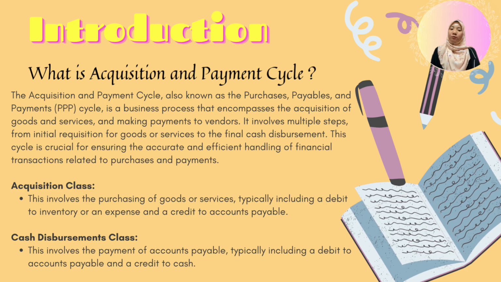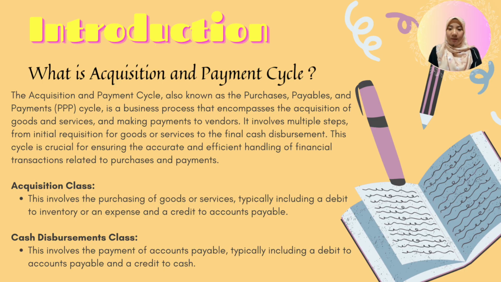Now let's begin with the introduction to today's topic. What is the acquisition and payment cycle? The acquisition and payment cycle, also known as the purchases, payables and payment cycle, refers to a structured business process that involves acquiring goods or services and subsequently making payments to vendors. It plays a critical role in ensuring the accuracy, efficiency, and integrity of financial transactions related to purchases and disbursements.